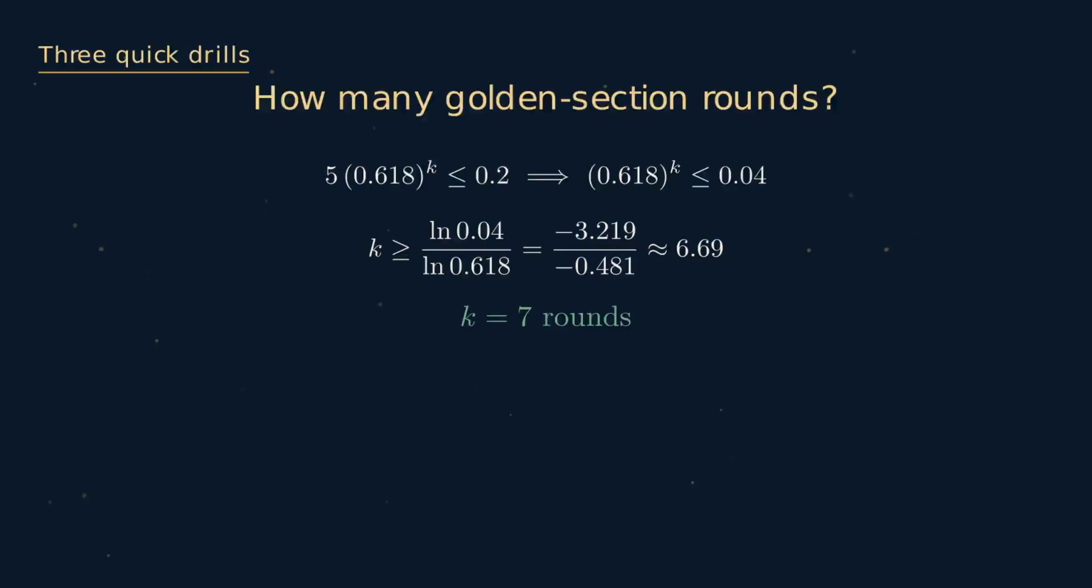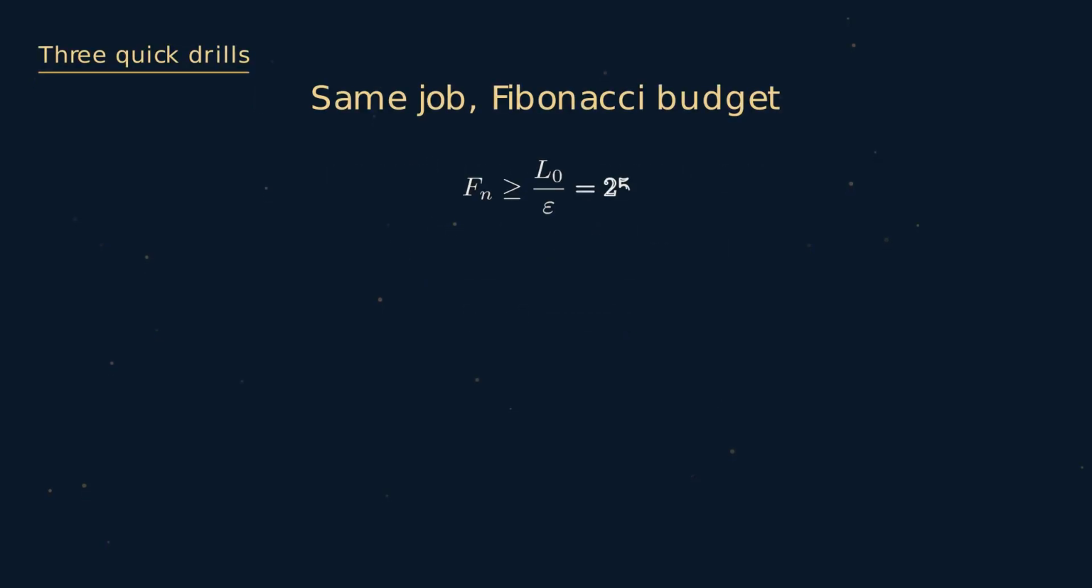First, starting from a window of width 5, how many golden section rounds get you under 0.2? Each round keeps 0.618, so we need that factor raised to the k to drop below 0.04. Take logs, and k must be at least 6.7, which means 7 rounds. Second, the same job on a Fibonacci schedule. We need a Fibonacci number of at least 25. 21 falls short, 34 does the job, so 8 evaluations by the guarantee.